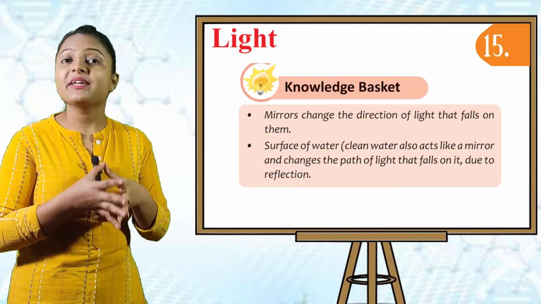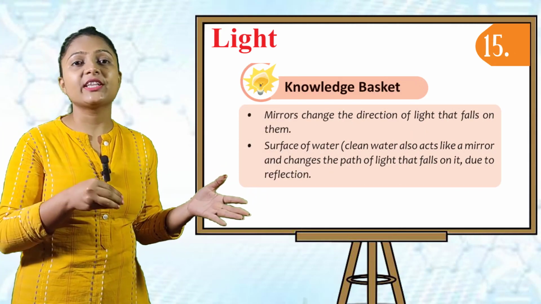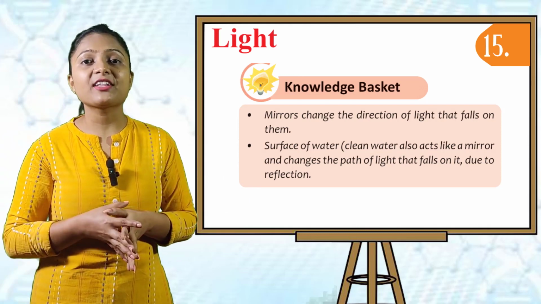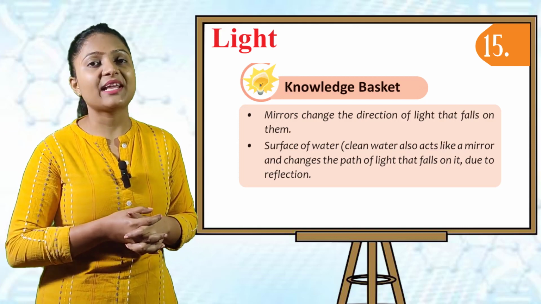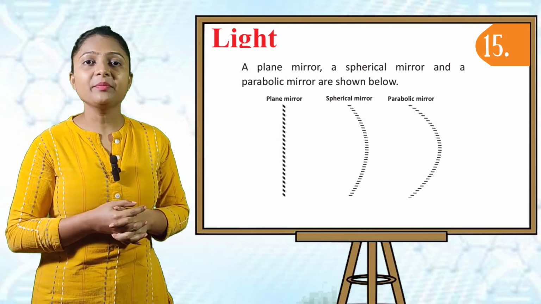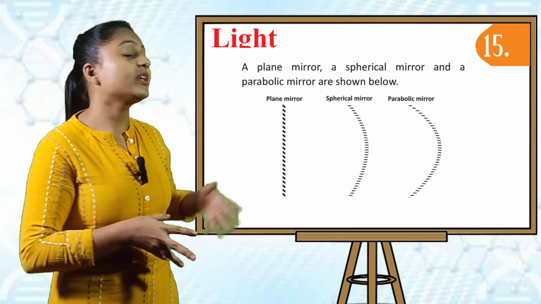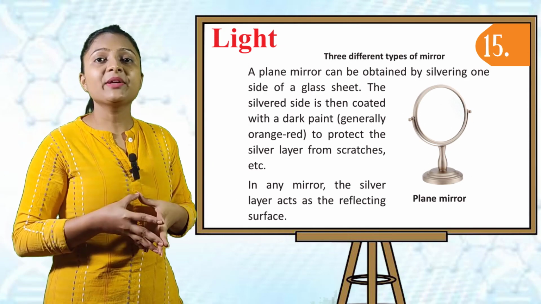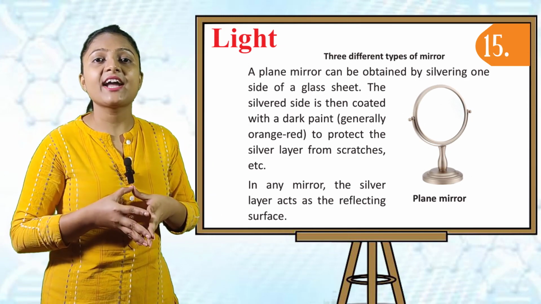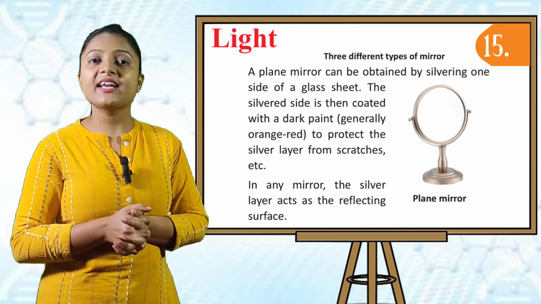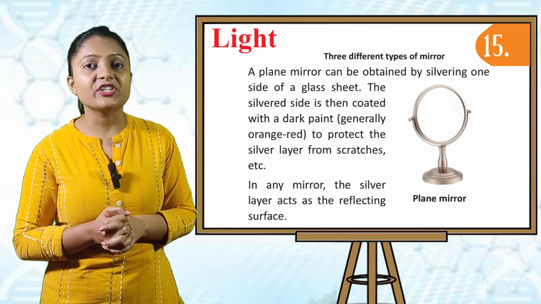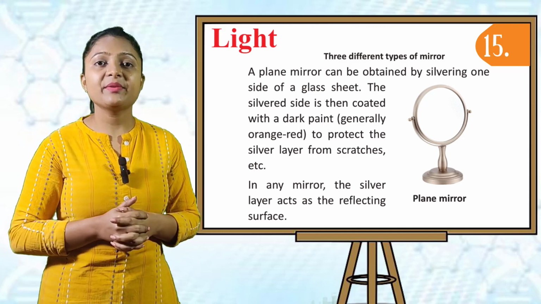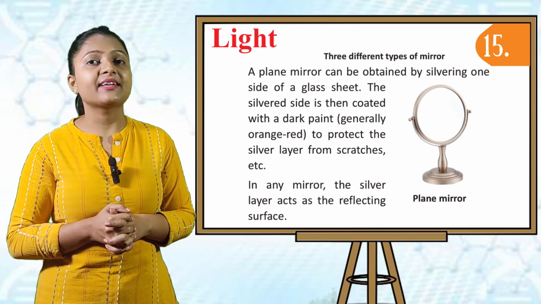Knowledge basket. Mirrors change the direction of light that falls on them. Surface of water, clean water, also acts like a mirror and changes the path of light that falls on it due to reflection. A plane mirror, a spherical mirror and a parabolic mirror are shown below in these pictures. Three different types of mirrors. A plane mirror can be obtained by silvering one side of a glass sheet. The silvered side is then coated with a dark paint, generally orange red, to protect the silver layer from scratches, etc. In any mirror, the silver layer acts as the reflecting surface.